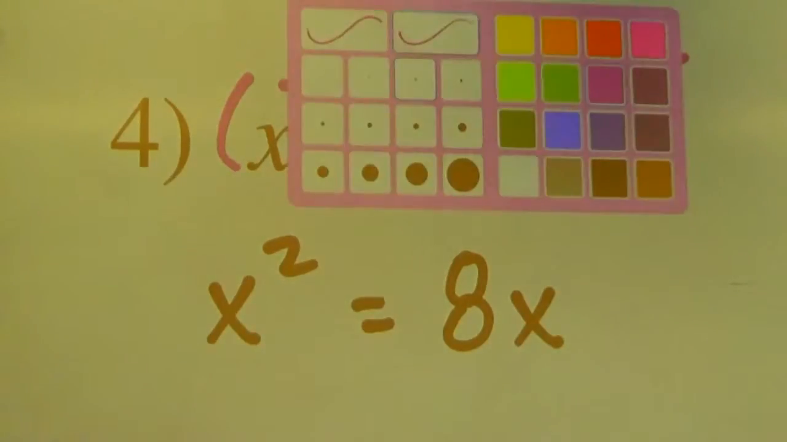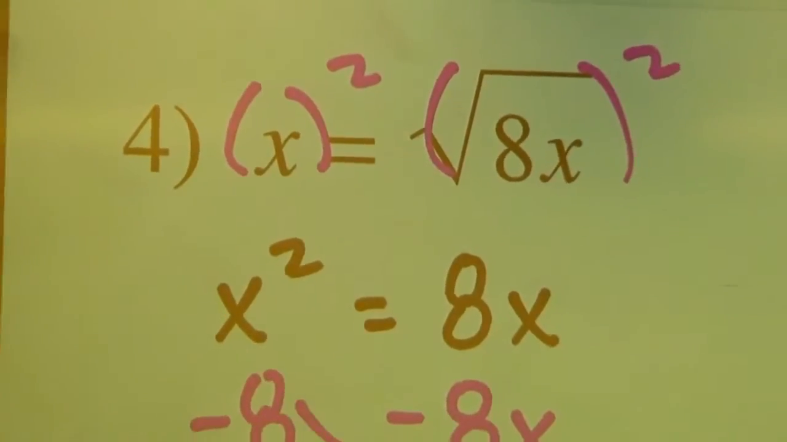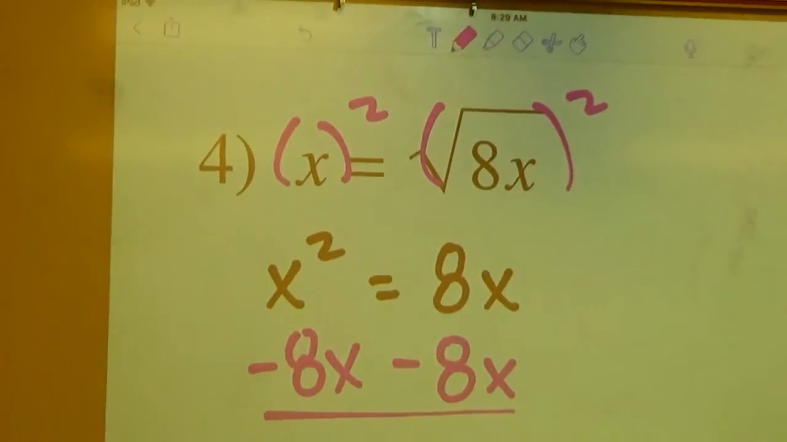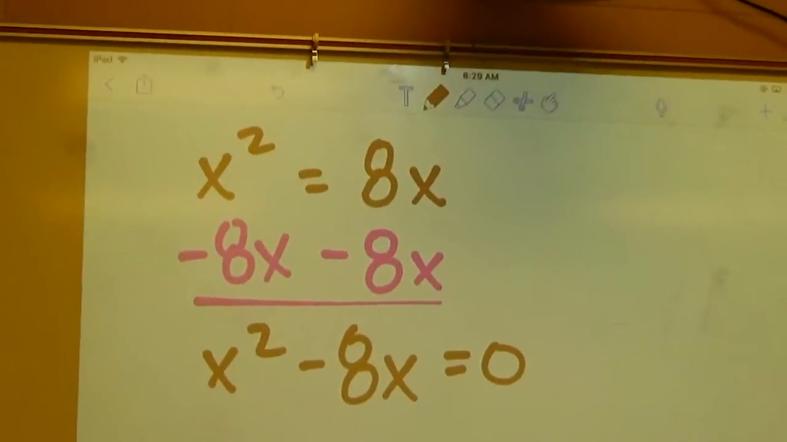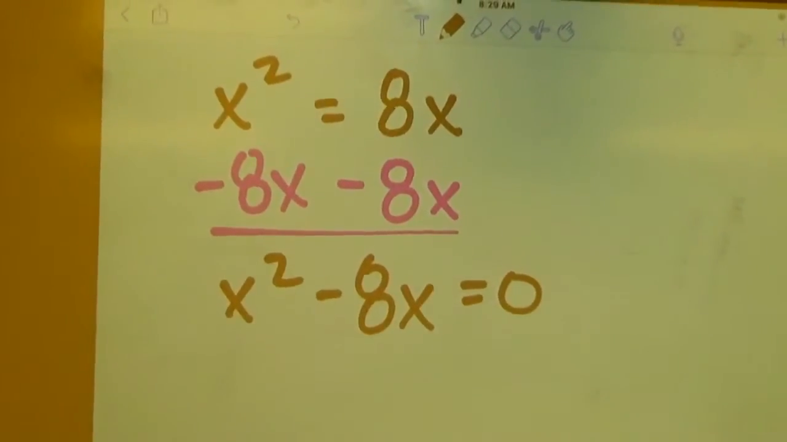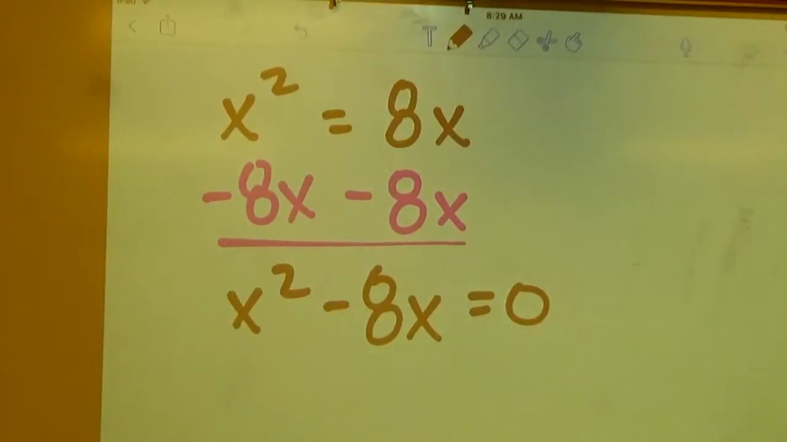Now, again, I want to get the x squared to be positive, and I want to move the 8x to the other side. So I'm going to subtract by 8x. So I'll get x squared minus 8x. And when you're moving stuff around, don't forget to put the 0. I know technically it's not there, so you don't want to write anything, but don't forget.